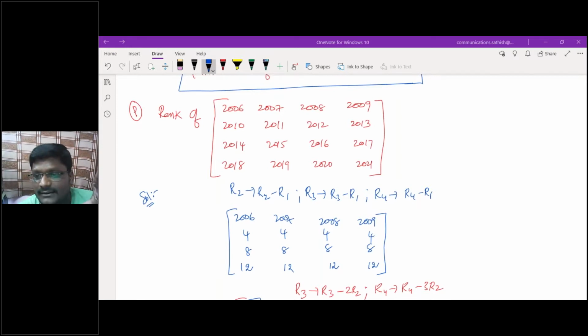Sir, if we do R2 implies R2 minus R1 plus 4, R3 implies R3 minus R1 plus 8, then the last 3 rows are zeros, no, sir? How will you do it? Sir, here it is a 4 cross 4 matrix, no, sir? We are performing operations on R2, R3, R4, like R2 implies R2 minus R1 plus 4. Don't do like that.